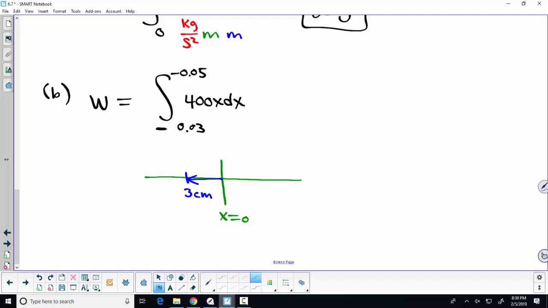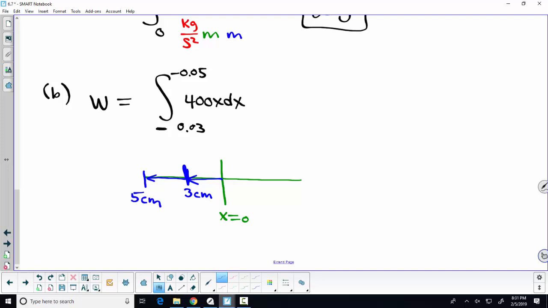It's already compressed 3 centimeters, but then we want to know what work is required to compress it an additional 2 centimeters. So it's already here. This is kind of like our new equilibrium. Not really, but that's where it's holding at. And then we're going to squish it back more. Does that make sense, y'all? Okay.